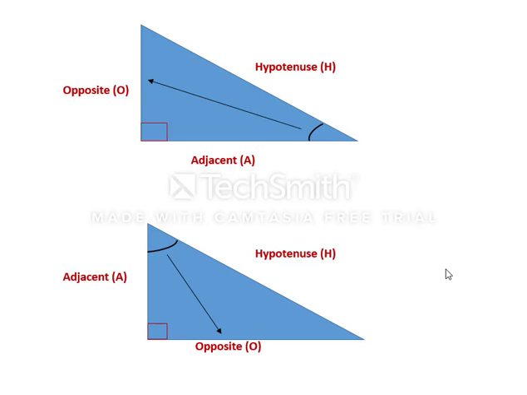How to memorize trigonometric ratios? First of all, let's take this right angle triangle. In this right angle triangle, this is the 90 degree angle, and the side which is opposite to this 90 degree angle, this side, is called the hypotenuse. It is the longest side of the triangle.